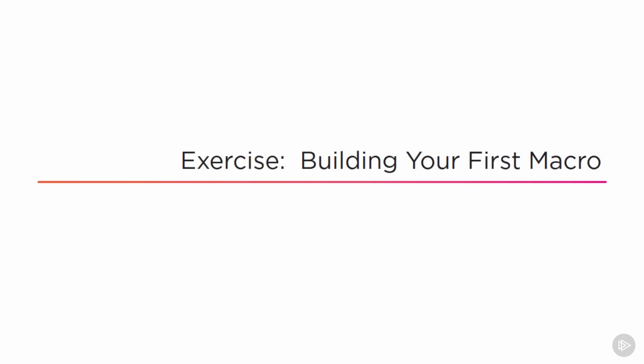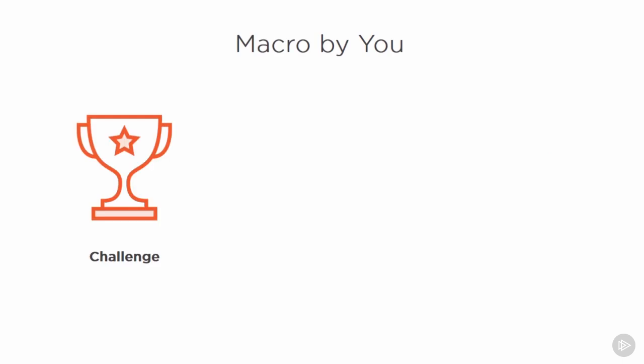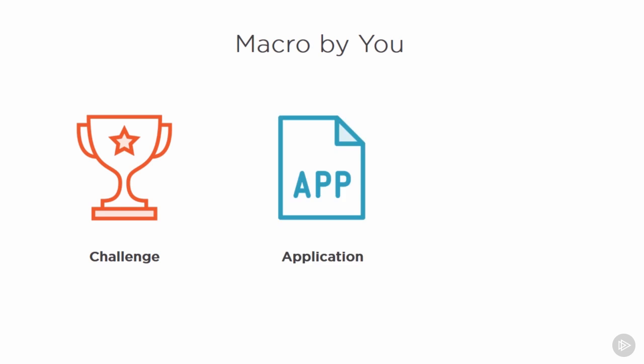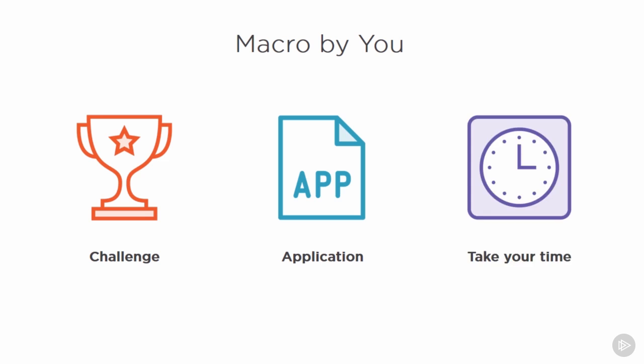So now that you've seen several examples of how to build macros in different types of scenarios, it's time to apply that knowledge yourself. In this exercise challenge, you're going to be using Troy Hunt's online application called Hack Yourself First. I would like you to take your time as you build your very first macro. Pause the video, go back, and look at the other examples that we've already gone through.